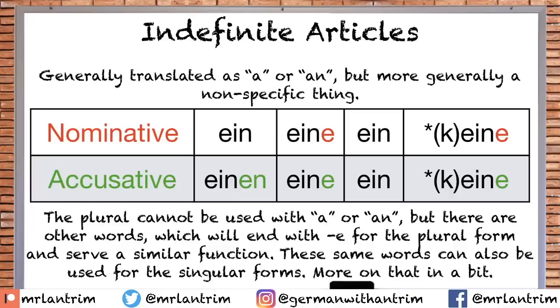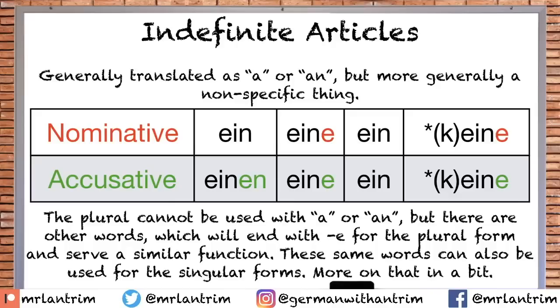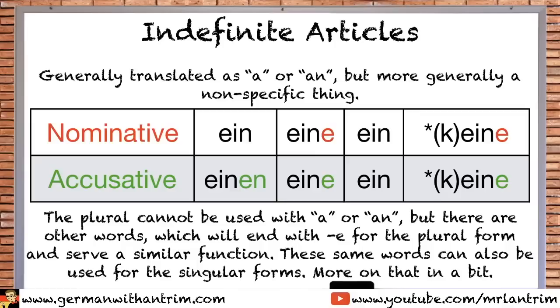So nominative case, we have for the masculine no ending whatsoever. It's just ein. For the feminine, we have eine, which just is an E. And then we have ein for the neuter. In English, you can't say a books. You can't say a trees. It doesn't make any sense because a plural noun and a or an, they don't go together. They don't mesh. Same thing happens in German. However, there are other words that we'll get to here in a second.